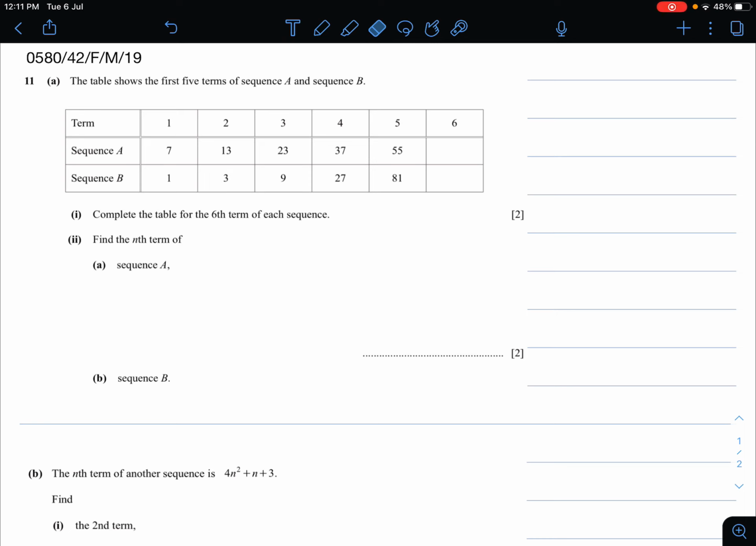Okay, so as you can see over here, the sequence A first has a difference of 6, then a difference of 10, then 14, then 18. Now it will be a difference of 22. So therefore the 6th term would be 77.